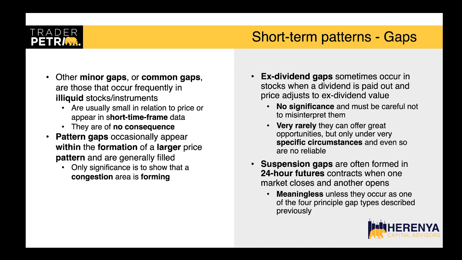Then a suspension gap is often formed in 24-hour futures contracts, where those contracts trade on 24-hour exchanges, and one market opens, another one closes, and there's a short period where there's very little liquidity, 30 minutes or 20 minutes or 5 minutes or 2 hours or whatever the case is, where the two markets overlap and one opens, one closes. Then there could be gaps in these 24-hour futures contracts, and for the most part they are meaningless unless they have some of the characteristics of the four principal ones we described slightly earlier.